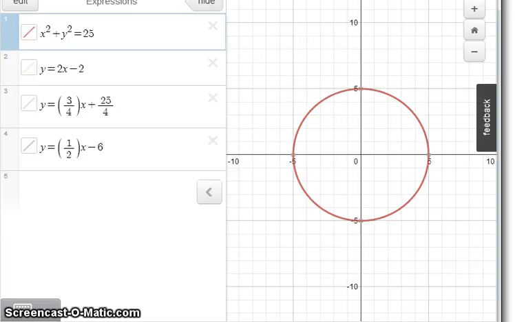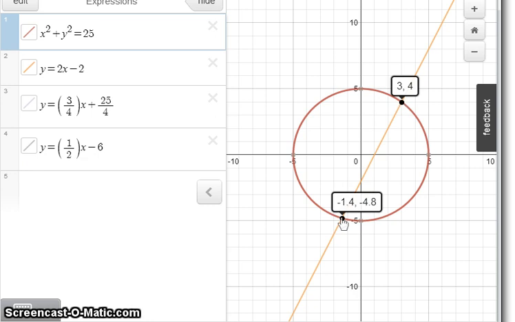So here is the graph of x squared plus y squared equals 25. The center of the graph is at 0, 0, and the radius is 5. Now, let's take a look at our y equals 2x minus 2. The y-intercept is negative 2. The slope is positive 2, up 2 over 1, up 2 over 1. And sure enough, these two graphs intersect. Right here is one intersection point at the point 3, 4. And down here it looks like negative 1.4, negative 4.8.